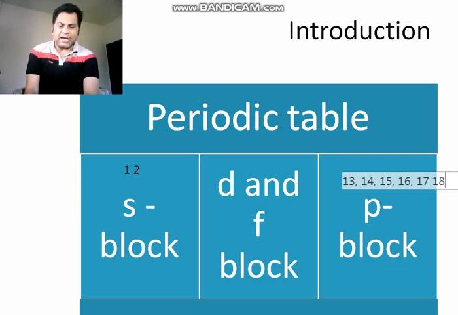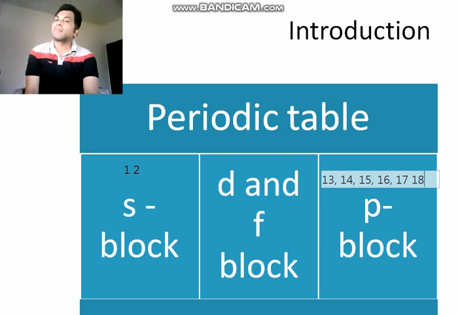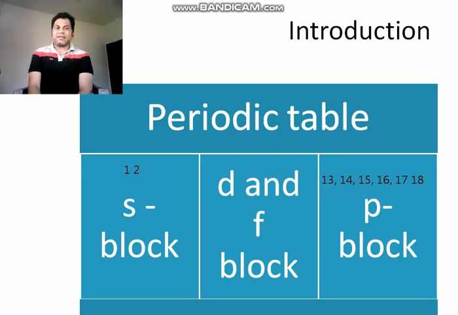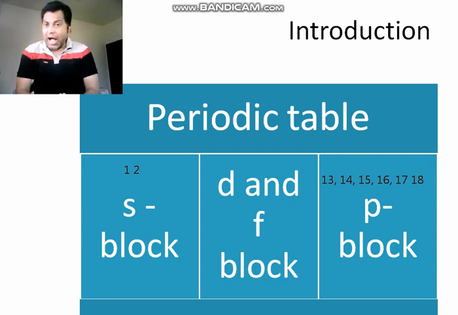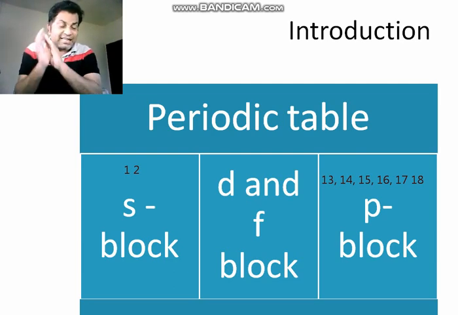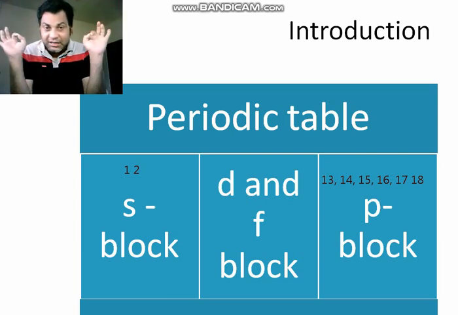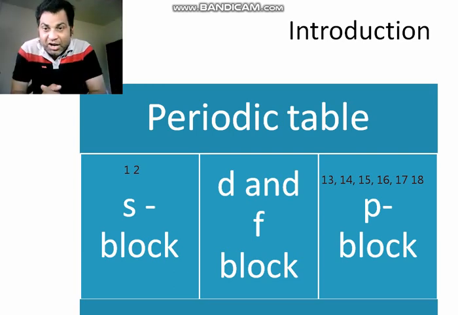These are the P block elements, and the remaining groups 3 to 12 are D block elements. Actually the F block is on the inner side of the D block elements, and that's why they are separated. This is our previous knowledge. Now, utilizing this knowledge, we have to go on.